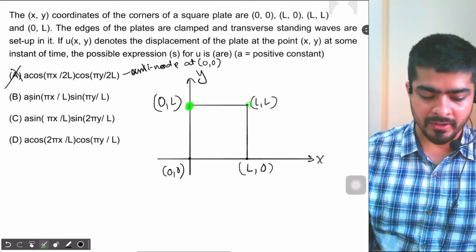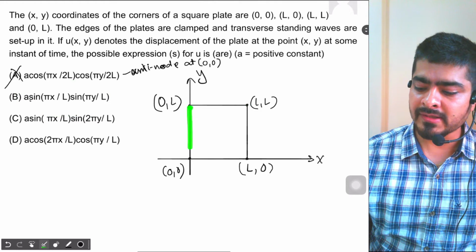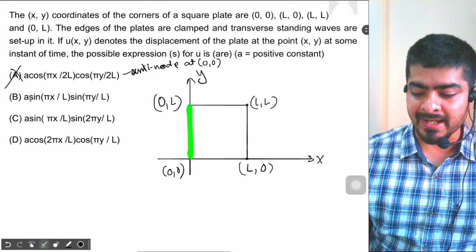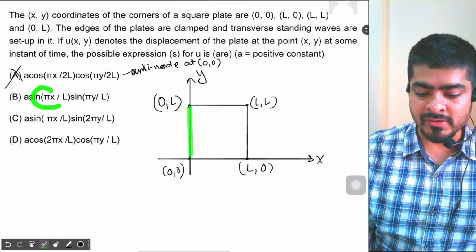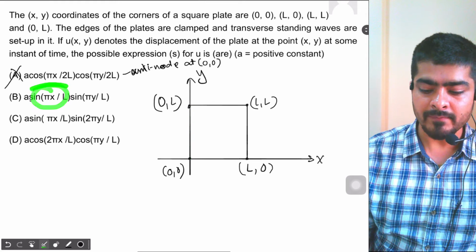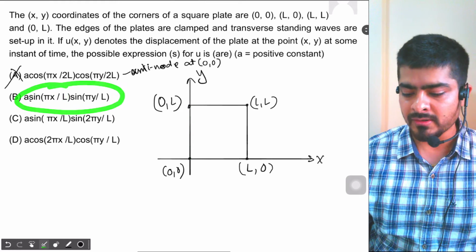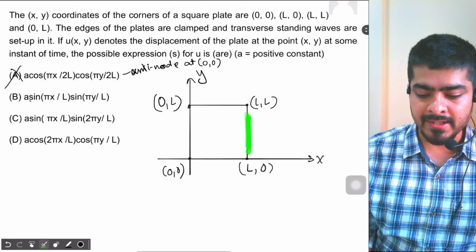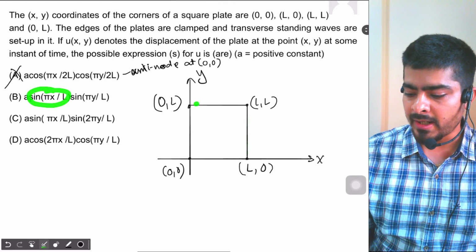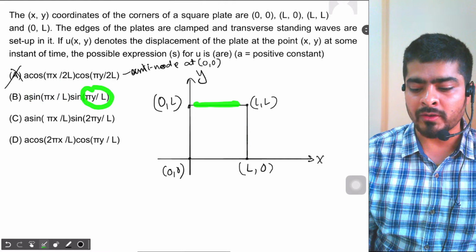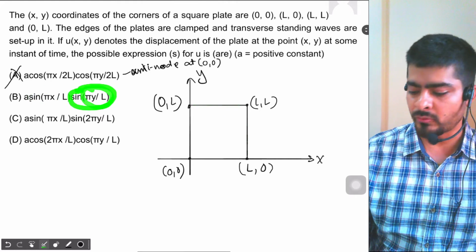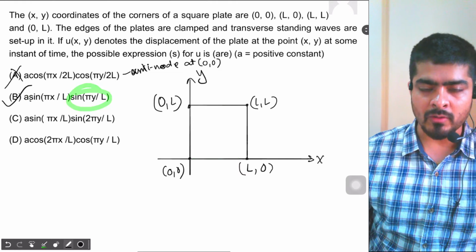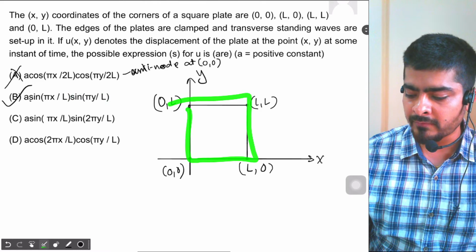Now check this point. So along this edge anywhere when you take x equal to 0, on this edge x equal to 0 will give you sine 0. Okay, so this amplitude is becoming 0, so it's giving us a node. At x equal to L, again x equal to L is giving me 0. At y equal to L, if I put y equal to L over here, I am getting sine 0, that means 0. If I put y equal to 0, I am getting sine 0, that is 0. So this is my correct option because this is giving me node at all the four edges.